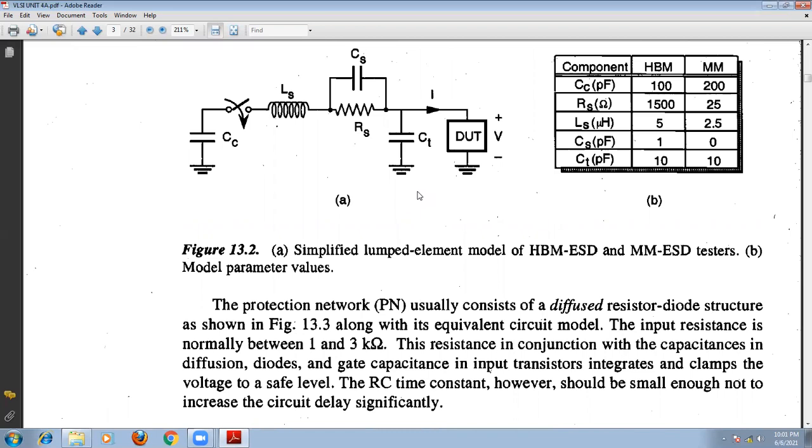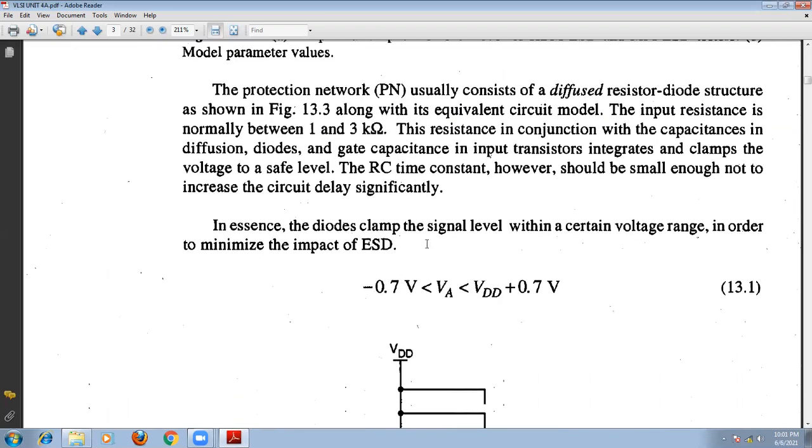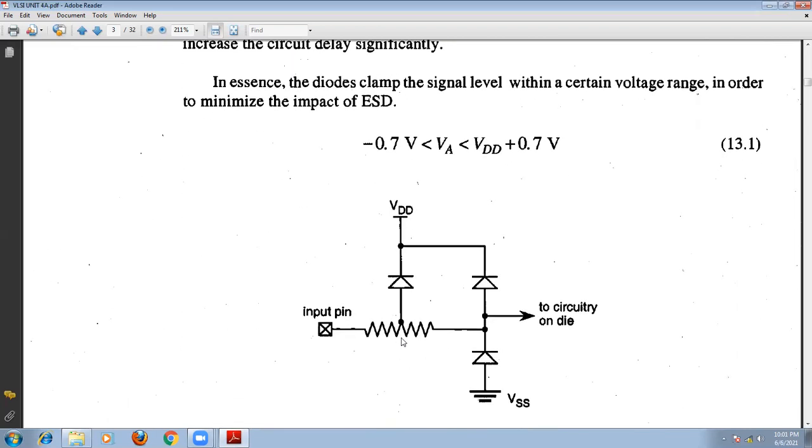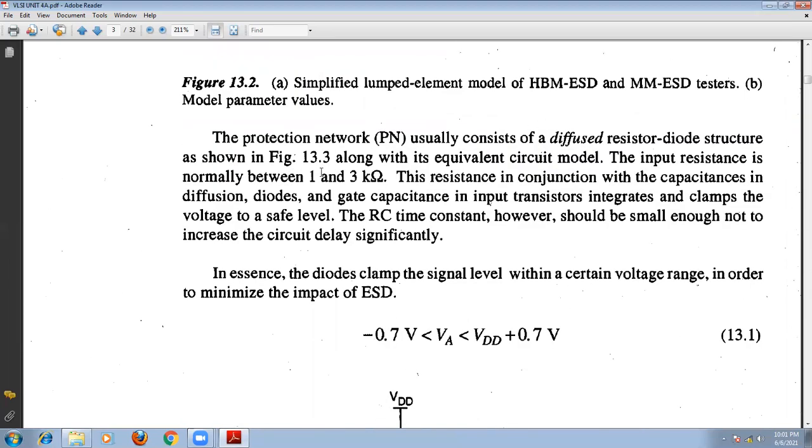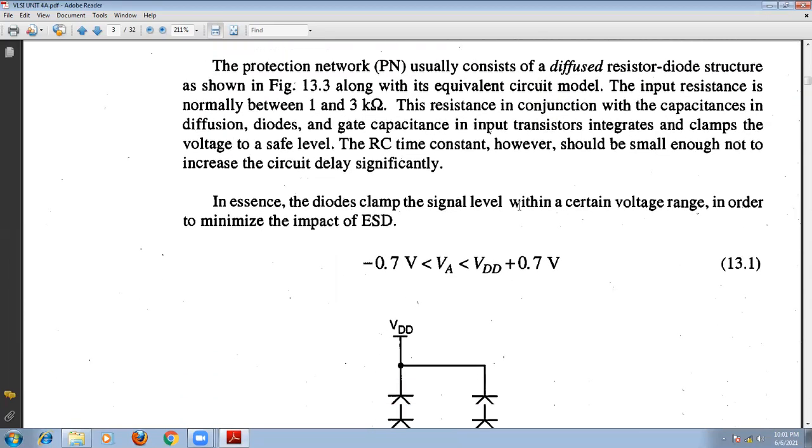This electrostatic discharge network basically consists of diffusion resistors and diode structures. Here we have diode structures like this. The diodes are used to clamp the voltage to some level, so that the signal cannot propagate into the actual die. Therefore, we'll discuss these topics in the next class.